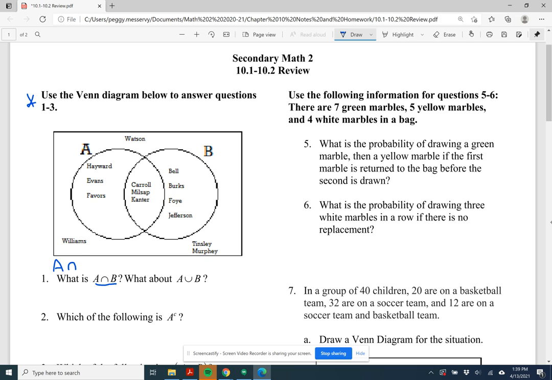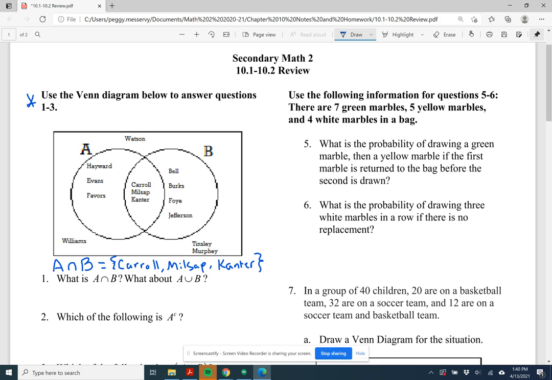Remember, this is the intersection symbol. It means everything that's in A and B has to be in A and B. So that's going to be these 3 right here. Those are the 3 we're going to list. Notice I'm using set notation. It's going to be those 3 names. Okay? That is our answer to the intersection part of the question.